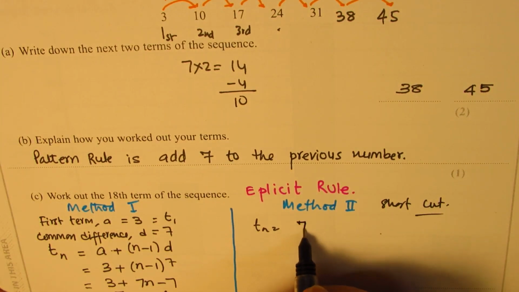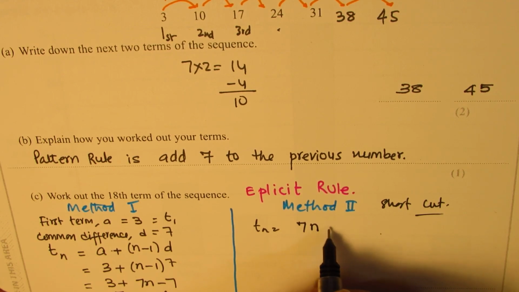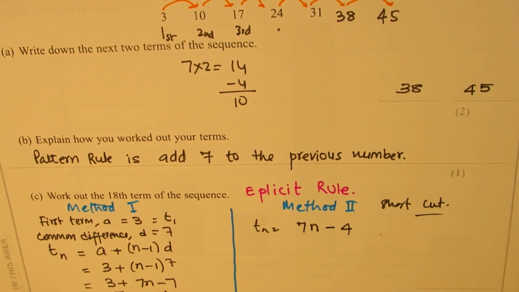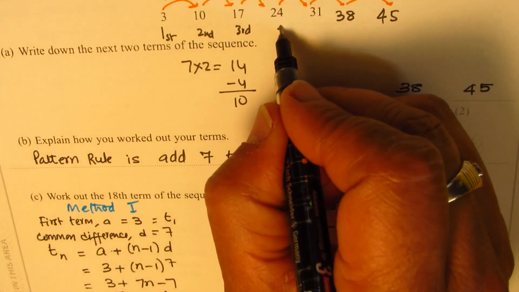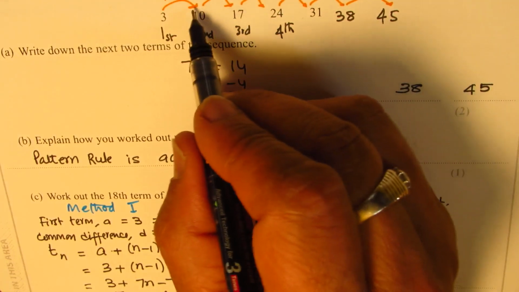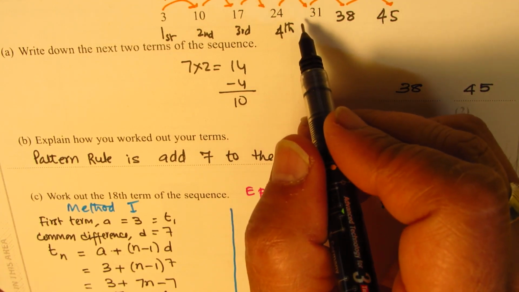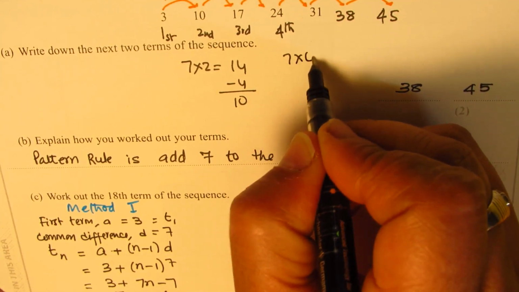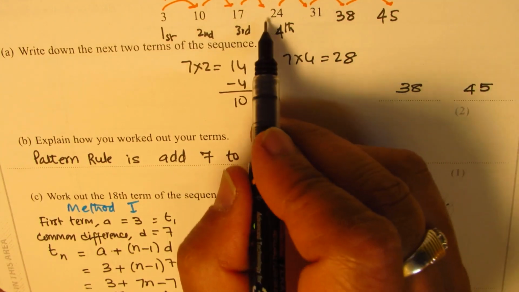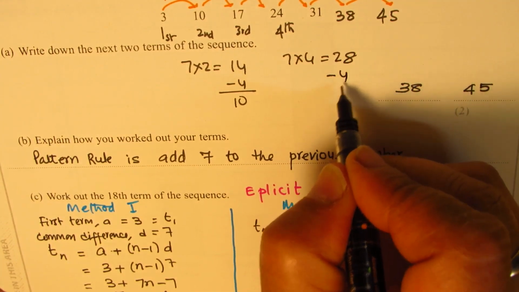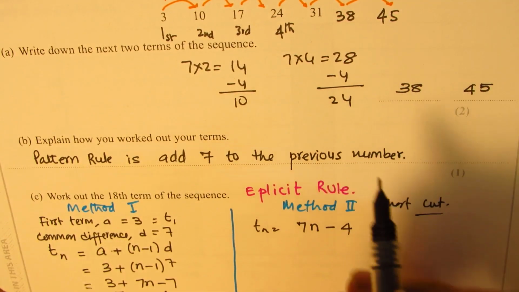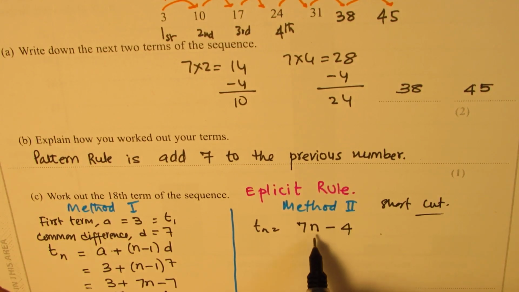So my rule is 7 times the number of the term minus 4. Do you see the logic? Again, this is my fourth term, right? I know I have to add 7s. I don't know how many. So 7 times 4 is 28. But I have 24. If I take away 4, I get 24. So I get my rule. So the nth term is 7 times the number minus 4.